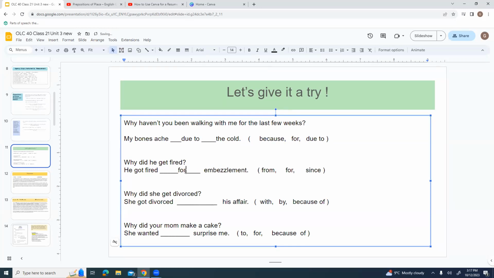For embezzlement. Why did she get divorced? She got divorced with his affair, by his affair, or because of his affair. Because of. Why did your mom bake a cake? She wanted to surprise me, for surprise me, or because of surprise me. She wanted to. That was her reason.